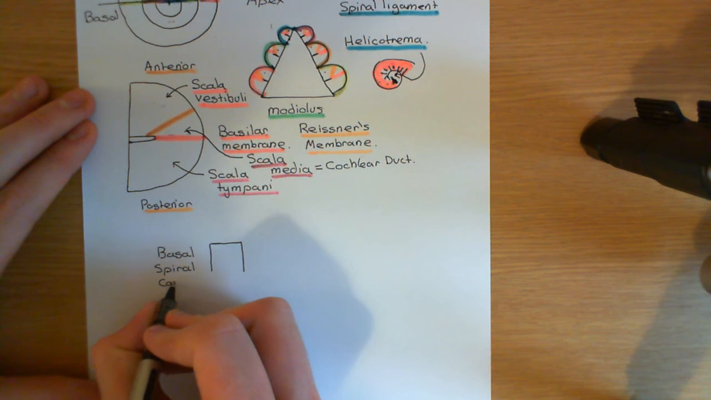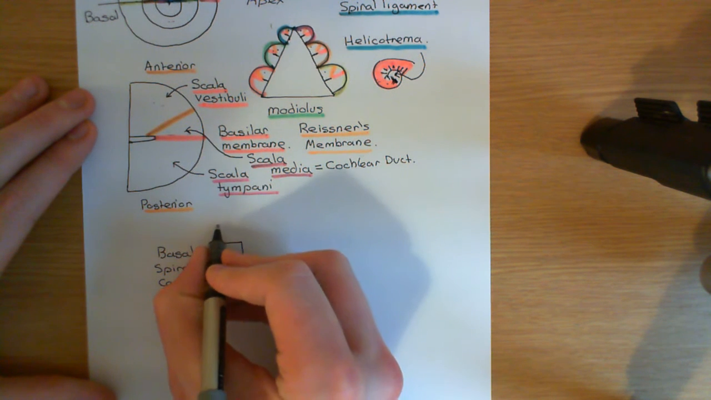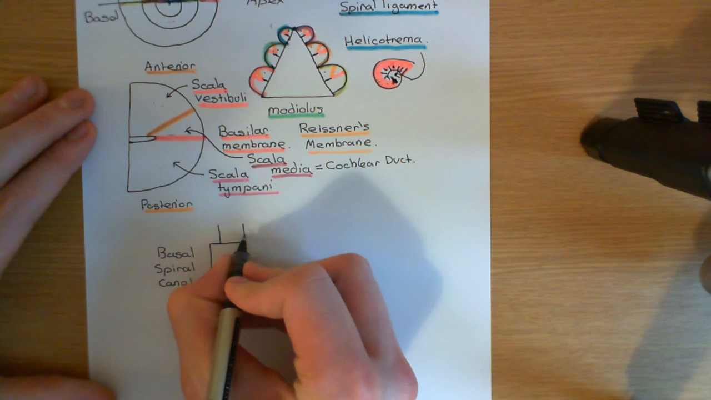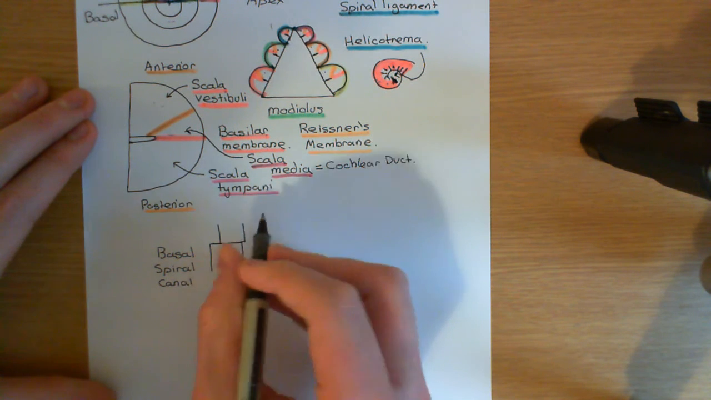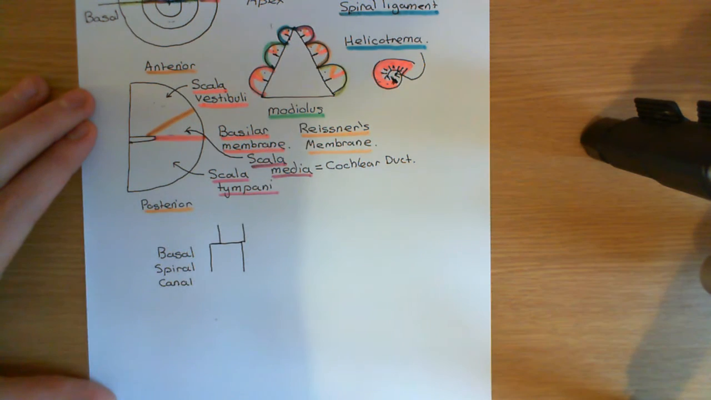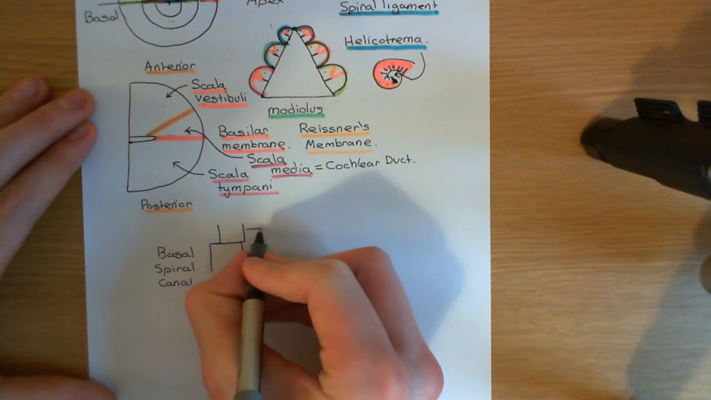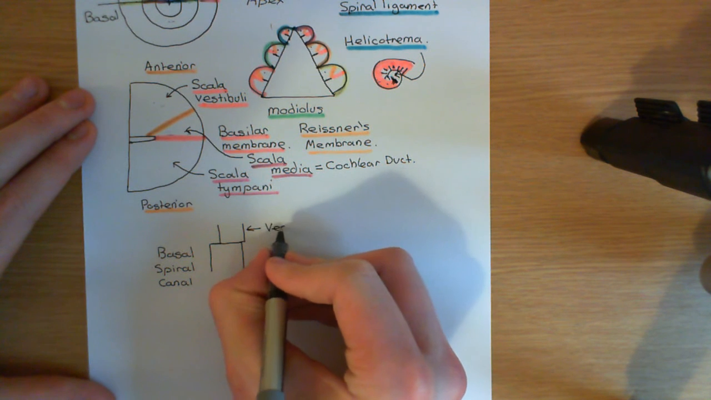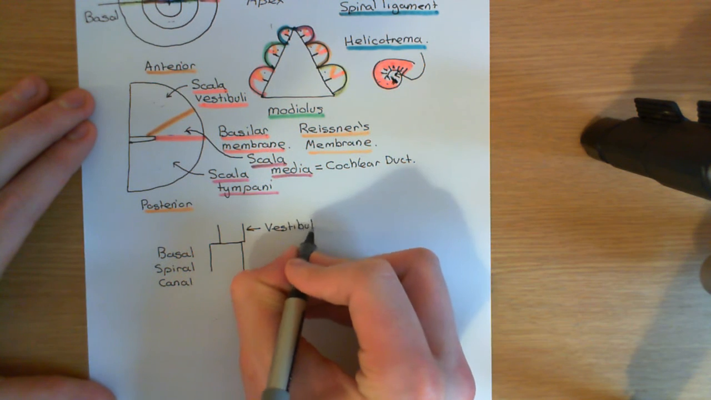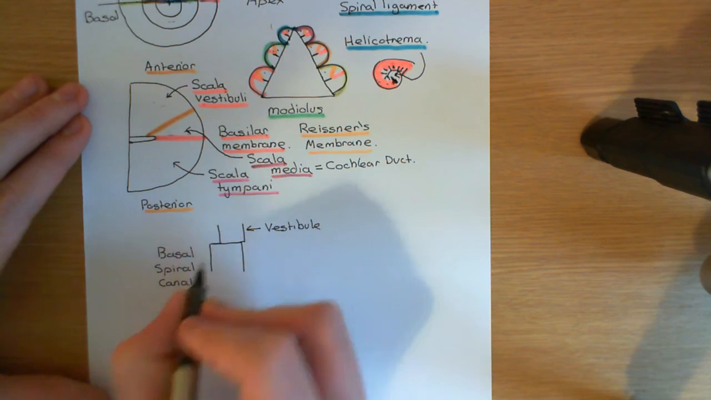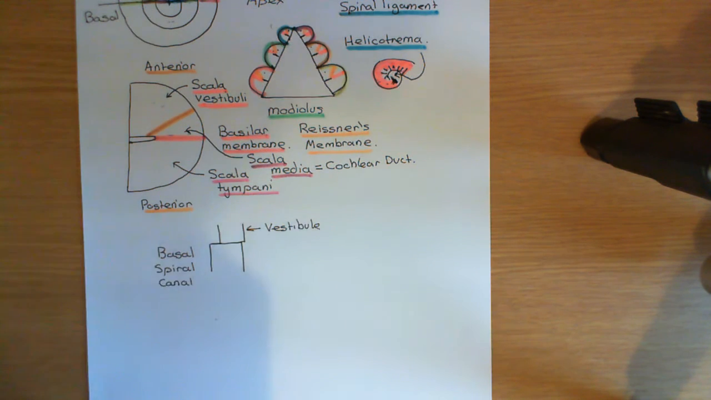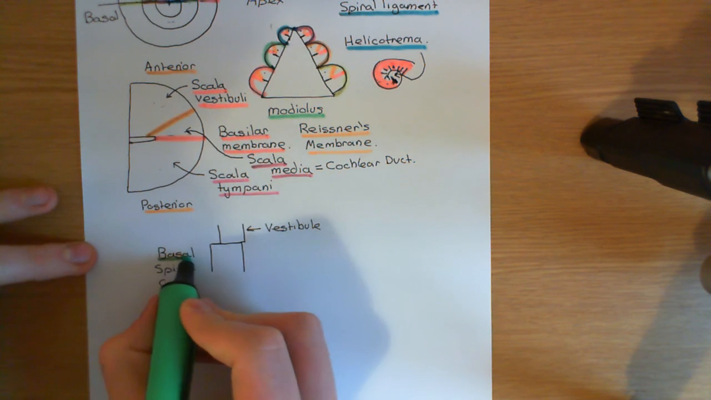And then above the basal spiral canal, what we're going to have is the vestibule attached on top, like so, and then you'll have the semicircular canals coming off up here. So this is the vestibule, and what you can see here is that the posterior portion of the spiral canal doesn't have a portion of the vestibule above it.